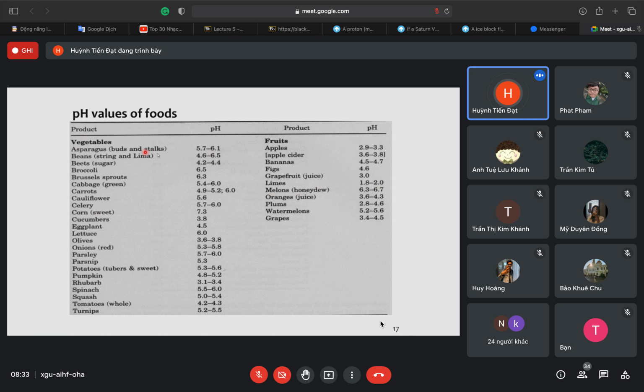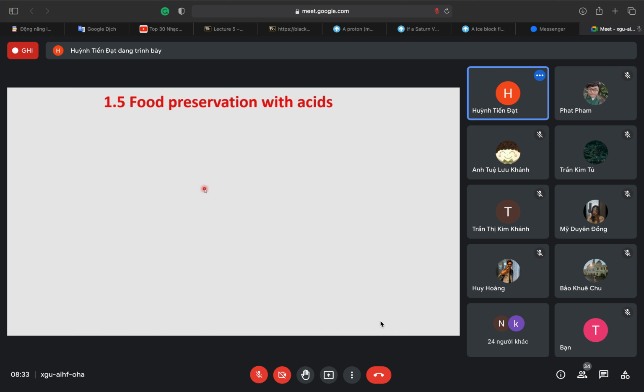For vegetable products, the pH is likely higher. Most likely they fall in the group of low acid food. So between fruit and vegetable, that's different.